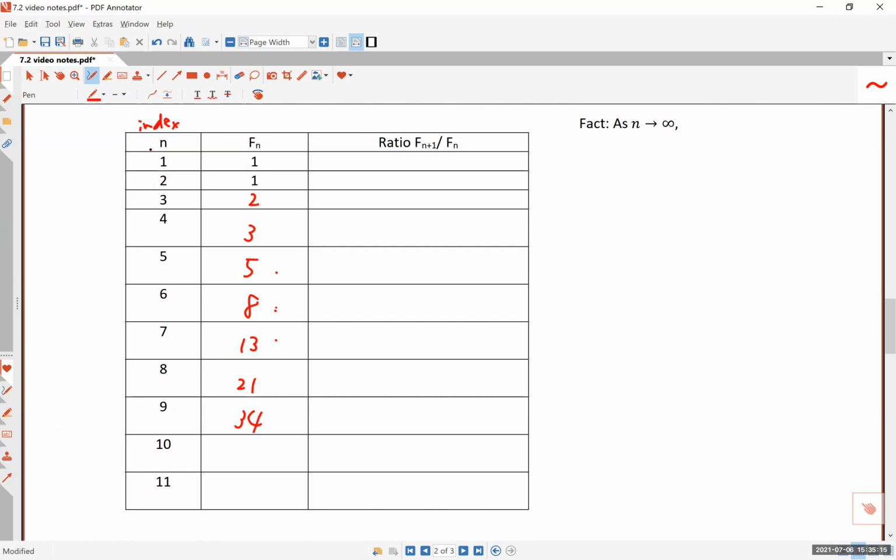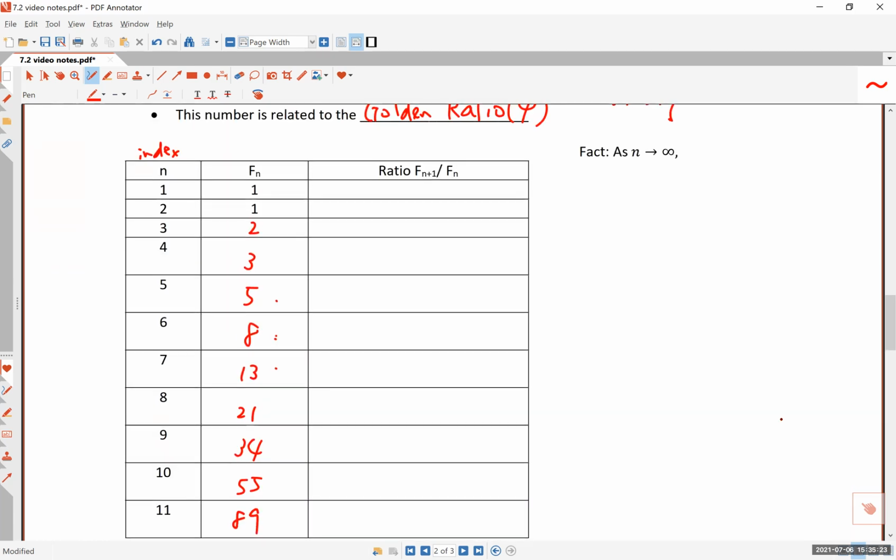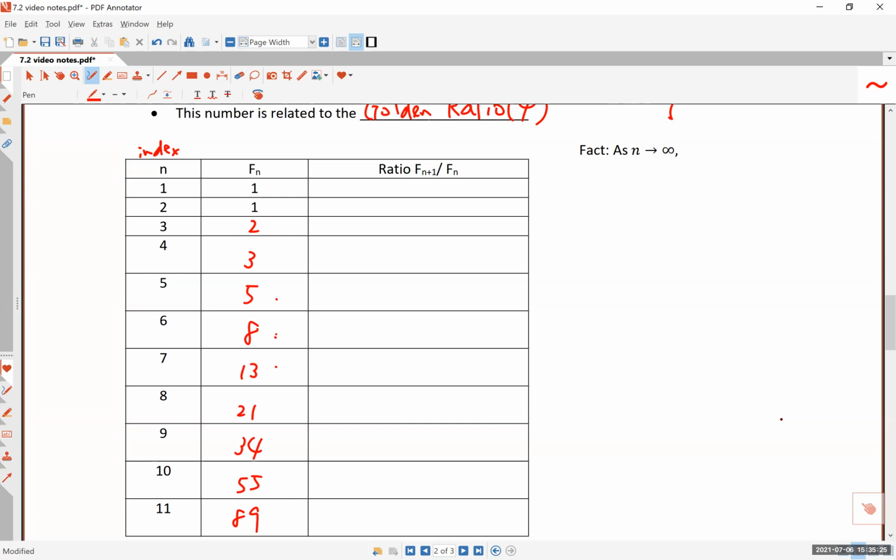What's the next number? Clearly, it is going to be 55. And then 55 plus 34 is 89. That's your 11th Fibonacci number. This goes on forever. We are not going to go on forever. Now, let's do the n plus 1th Fibonacci number divided by the nth Fibonacci number. So you take this number, you divide this by this. 1 divided by 1, no problem. 2 divided by 1.